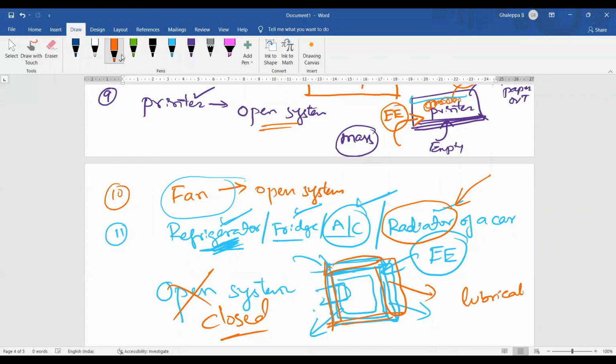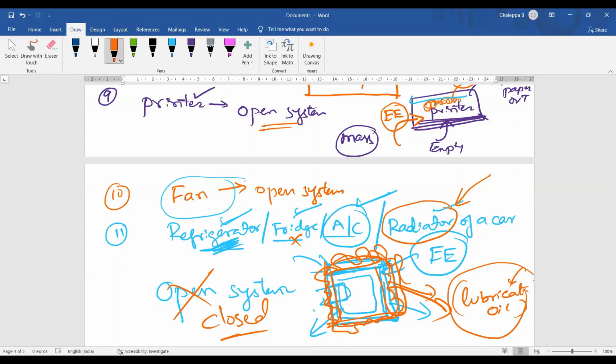Lubrication oil, only when you give the car for service, you will add some lubrication oil in the engine. Correct or not? Are you adding lubrication oil continuously to the engine every day, every moment? No. Only when you give it for service will they add the lubrication oil. That lubrication oil will be continuously circulated inside the engine and will remain in the same place. The working fluid is not coming out. Lubrication oil will not come out. Refrigerant will not come out.